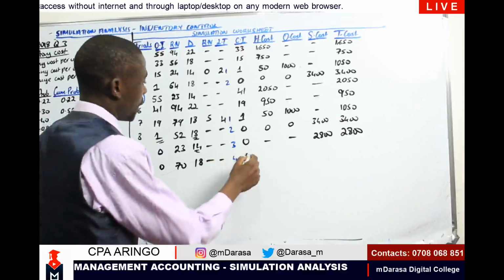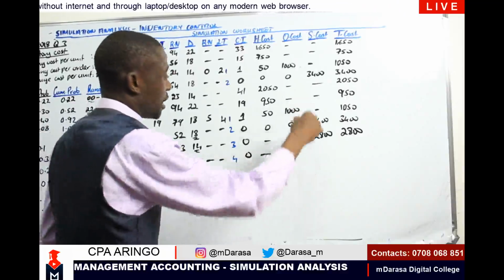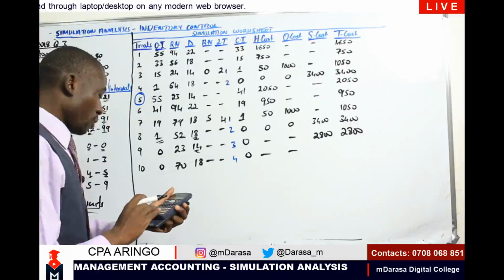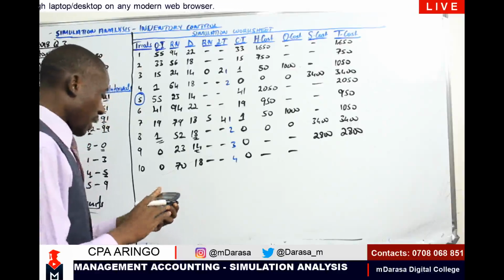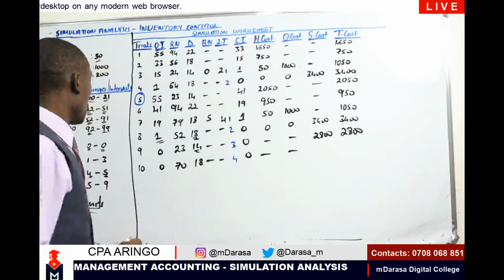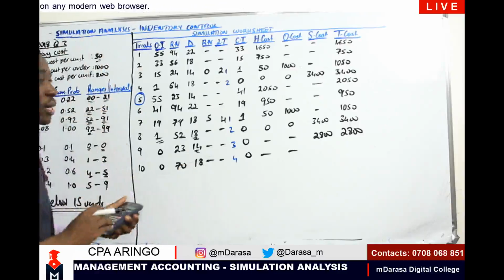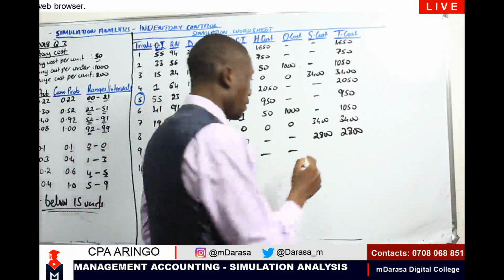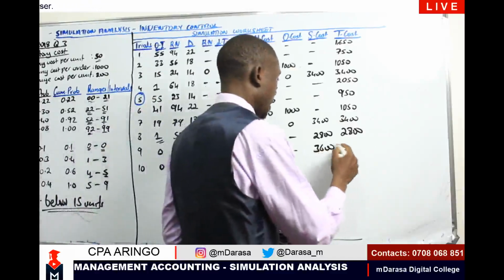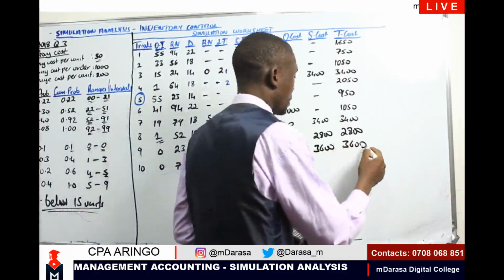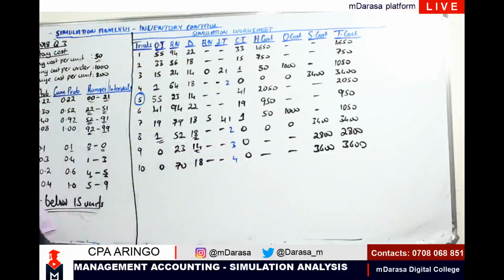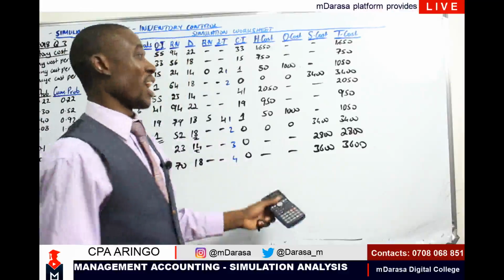Still, I don't have anything in store. I should be talking of 18 units here, so 18 being our shortage. We multiply by the shortage cost per unit, which is 200. By 200, that should give us 3,600. So, my good students, this is our simulation worksheet, and what the examiner wanted us to determine in the first case.